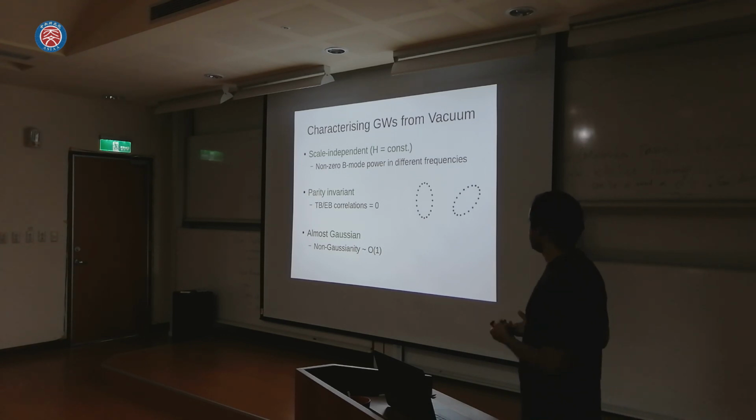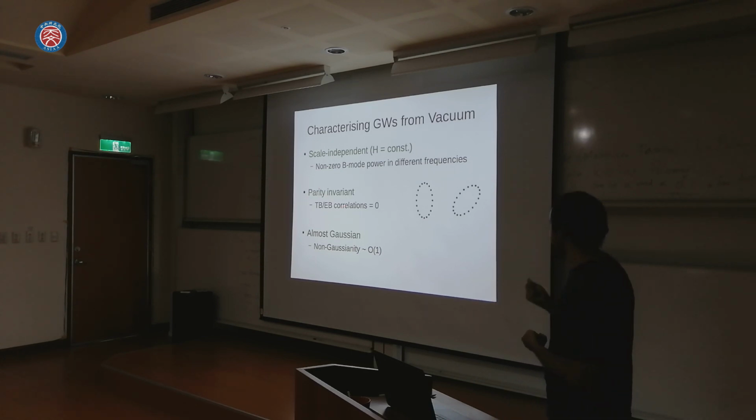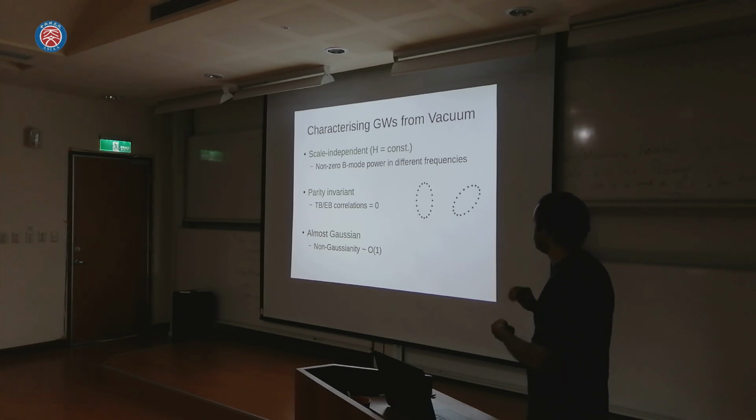The other thing we need to check is that the gravitational waves are actually parity invariant. I didn't talk about this, but you can check it by looking at the cross correlations between the temperature and polarization of the CMB. And lastly, we need to check that the bispectrum of these gravitational waves is also consistent with a Gaussian distribution, or an almost Gaussian distribution.